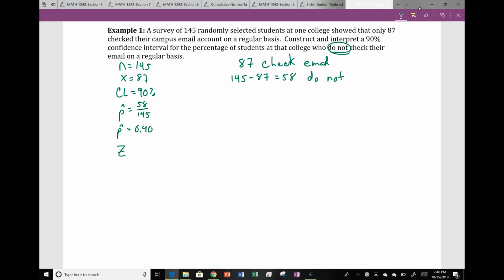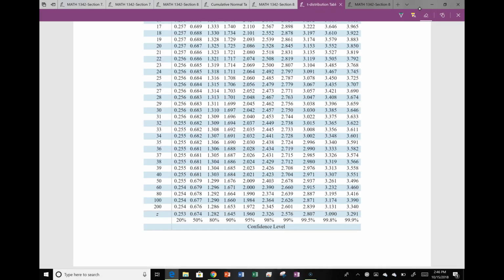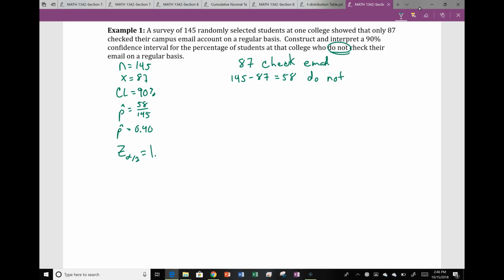We need to find our z-score, our critical value, alpha divided by 2. We want a confidence interval of 90%. So I come back over to the t-chart. Here's my z's, and I want a 90% confidence interval. So my z is 1.645.